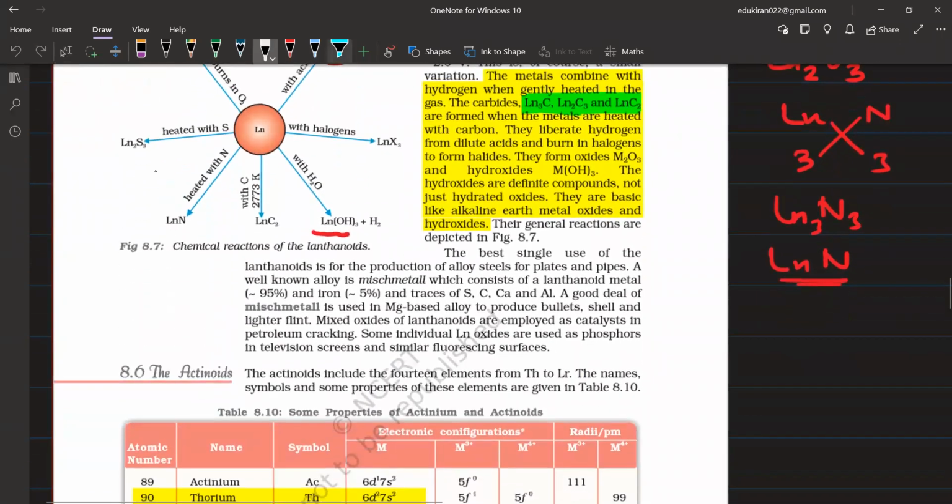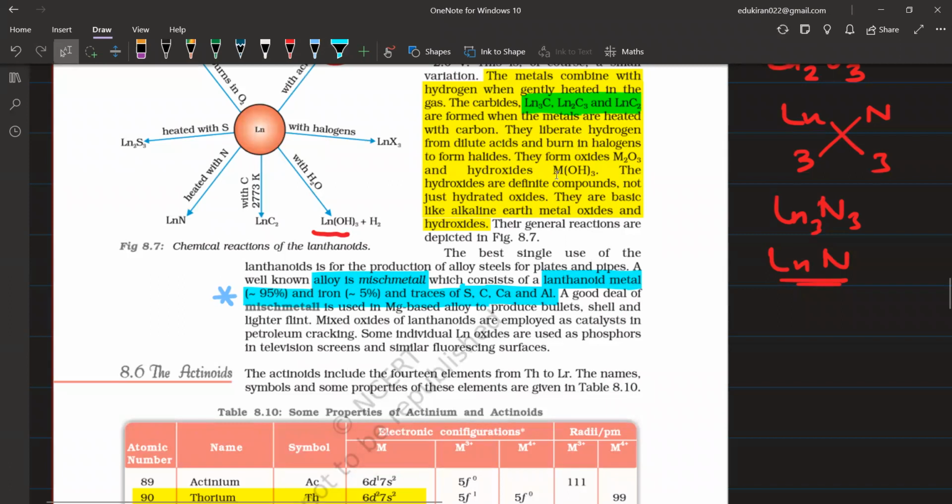Now, next is an important alloy known as mixed metal. Mixed metal consists of lanthanide metal 95%, iron 5%, and traces of sulfur, calcium, carbon, and aluminium. Okay, so this is important. Please remember this alloy, mixed metal. In the short notes, you can write about mixed metal.